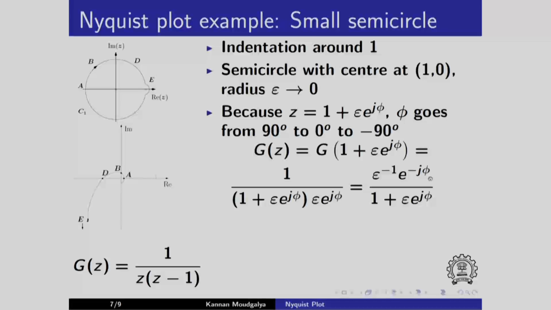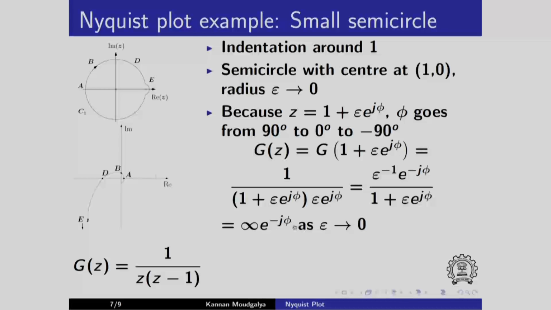Now let epsilon go to 0. When epsilon goes to 0, this becomes infinity. I can ignore this term, so you get 1. I do not have to write that 1. So it is infinity times exponential minus j phi as epsilon goes to 0.